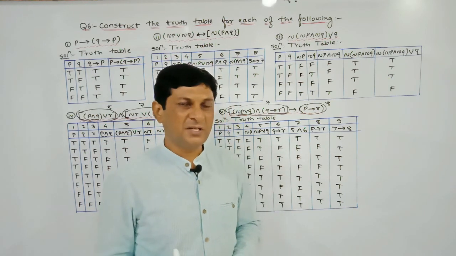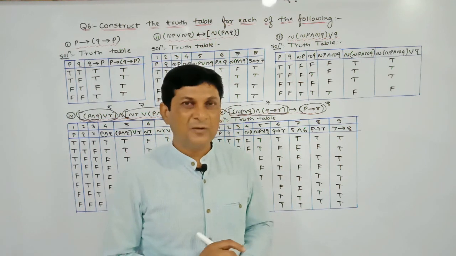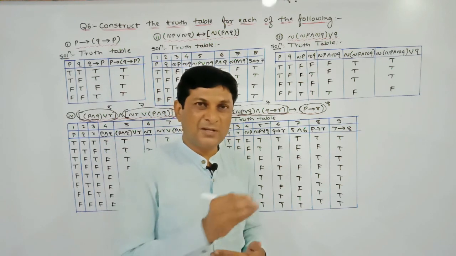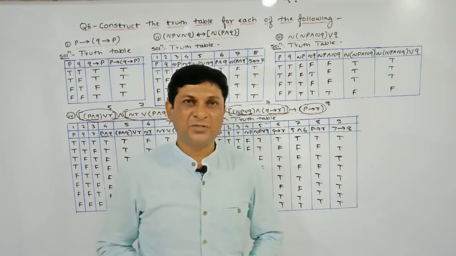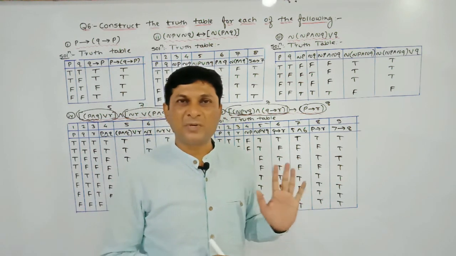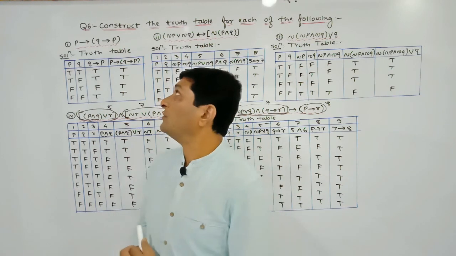But in this question, the task is only to construct the truth table, not to check whether it is a tautology, contradiction or contingency. So it is not necessary to write that it is a tautology or contradiction or contingency, isn't it? Only our aim is to construct the truth table. So in this way we have completed question number 6.